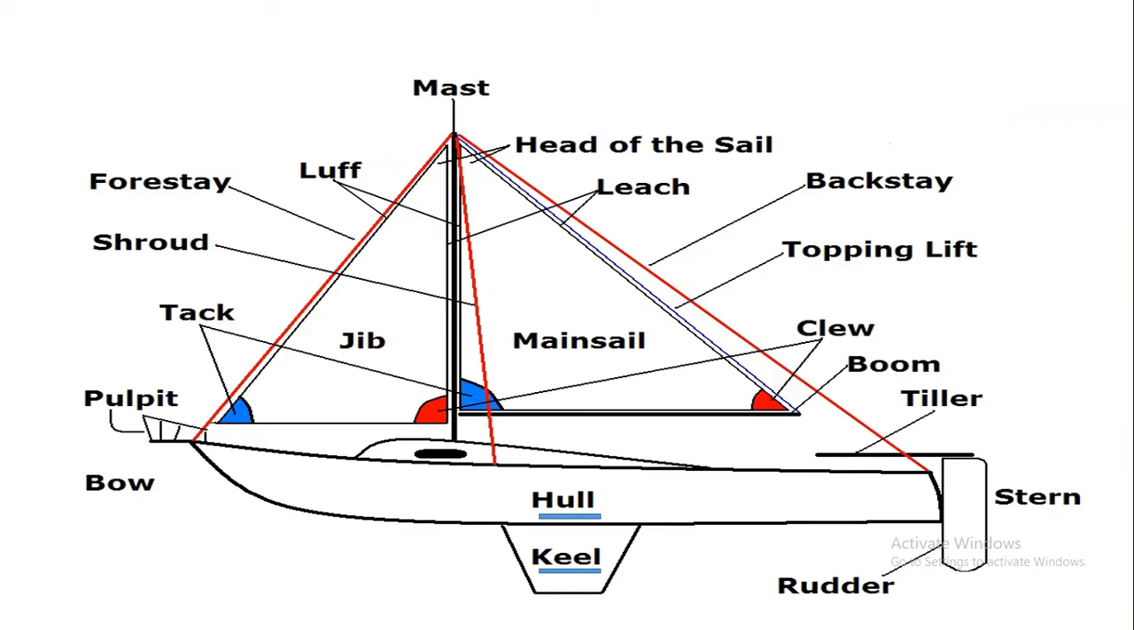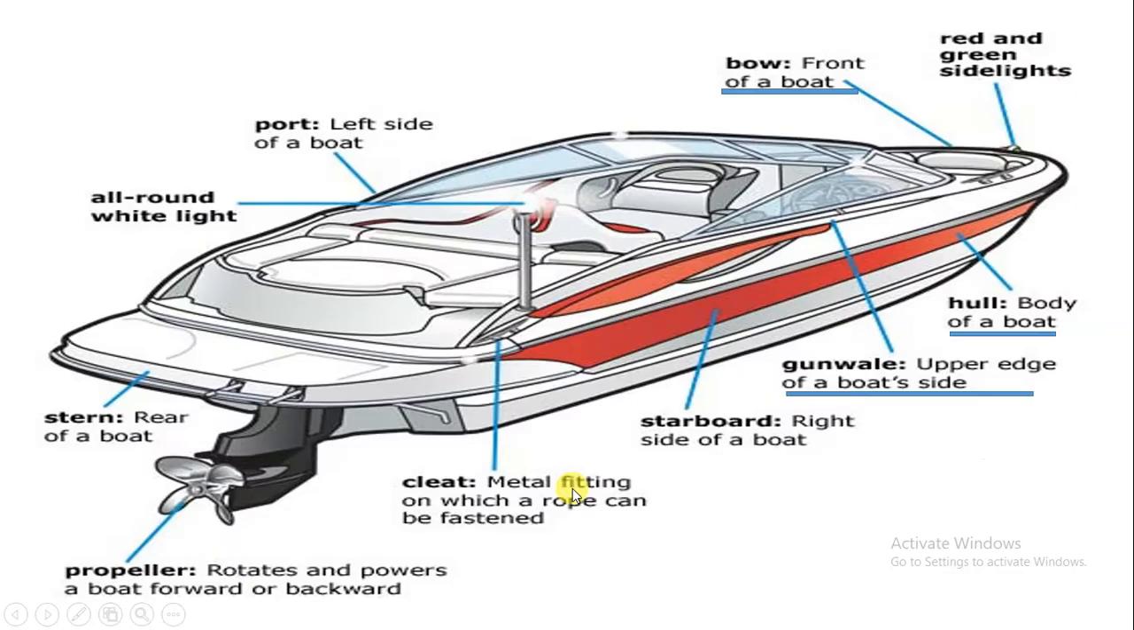Further, when we talk about crafts, this is exactly a typical structure, and you can see the parts that are present, like the lower part. Here you can see the keel, which is called the backbone of the ship. This is called the hull, the body of a boat. This is the bow, the front of a boat. And this is the gunwale, the upper edge of a boat side. These are some of the parts of the boat.